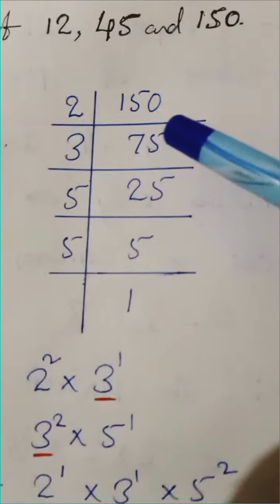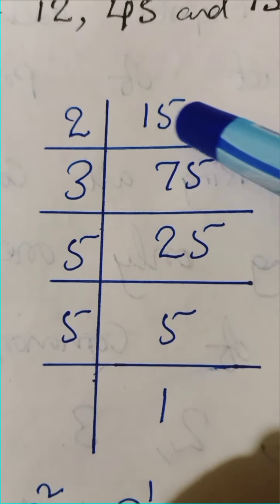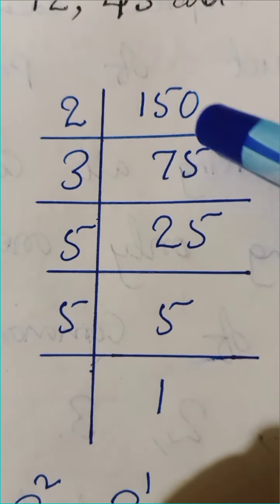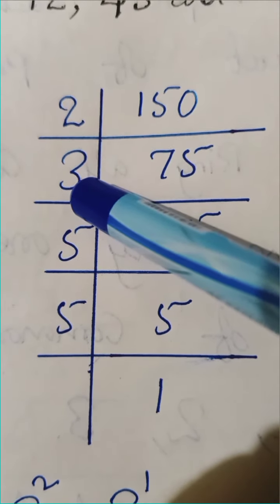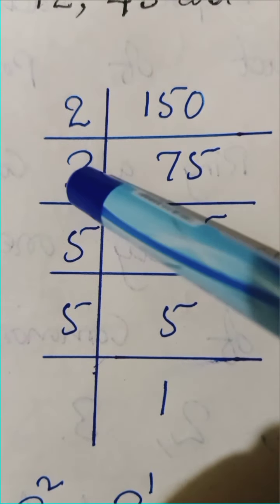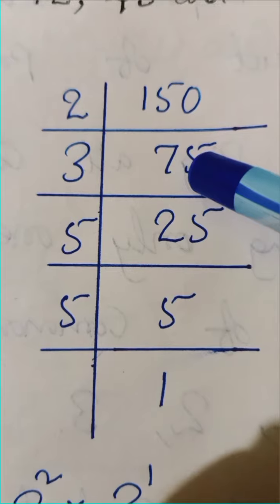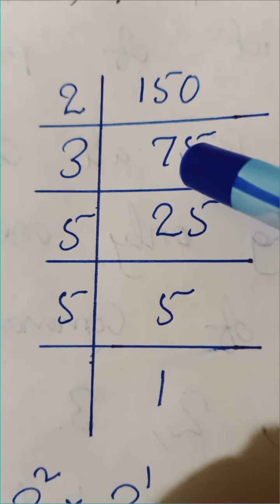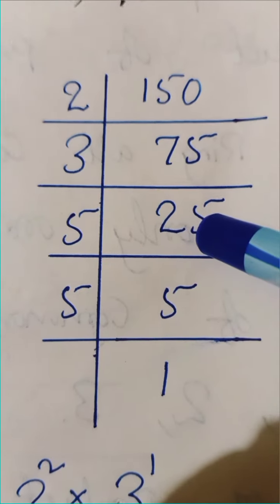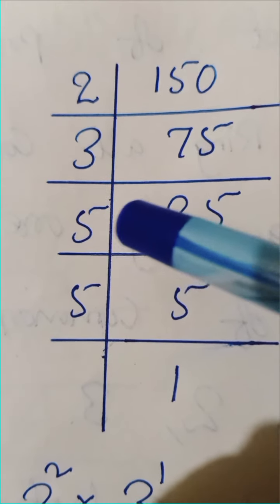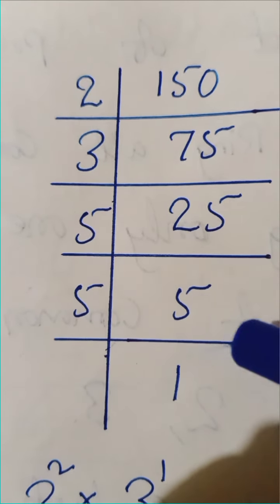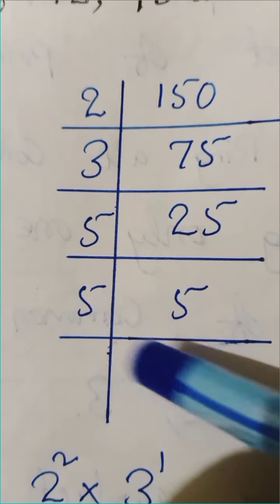Next, the last number is 150. 150 is divided by 2 because 150 is divisible by 2, giving 75. 75 is not divisible by 2, so the next prime number is 3. 75 is divided by 3 because 75 is divisible by 3, giving 25. 25 is divided by 5, which is also the third prime number, giving 5. 5 divided by 5 gives 1.